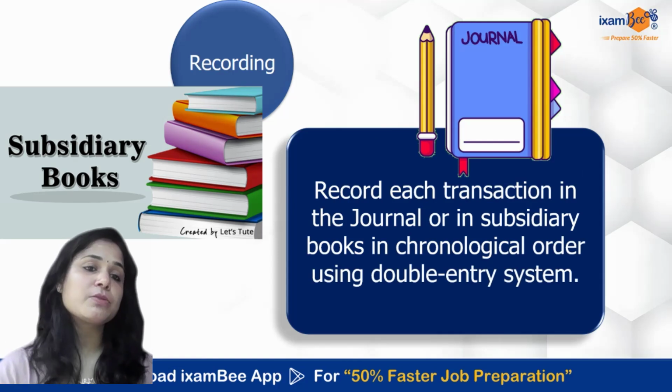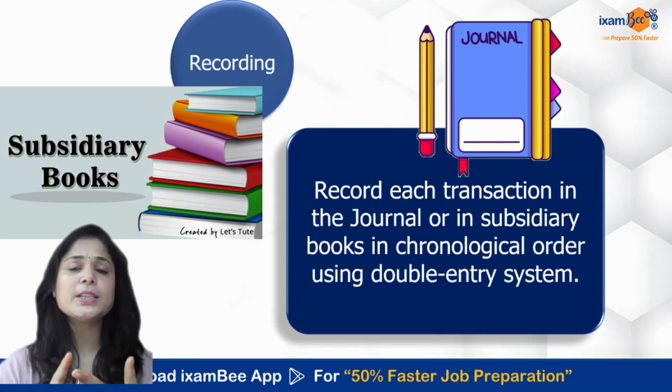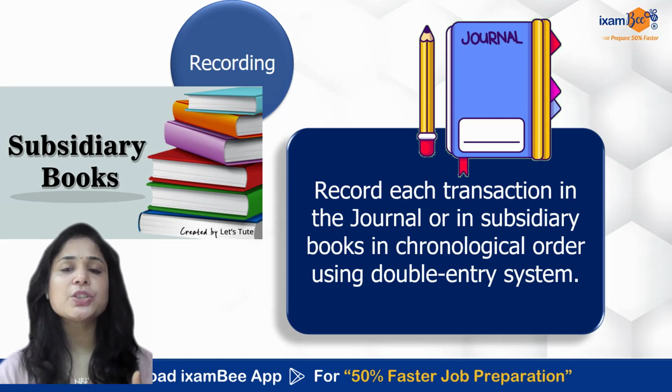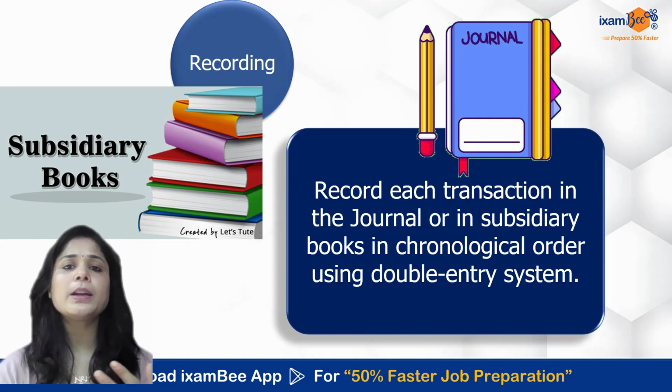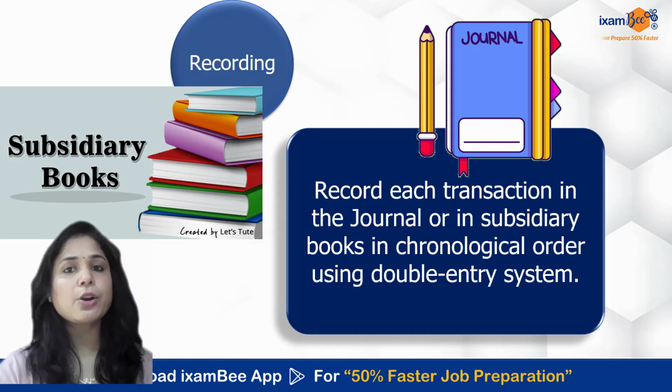There are 8 subsidiary books: the purchase book, sales book, purchase return, sales return, bills receivable, bills payable, journal proper, and cash book. These are the 8 subsidiary books where all the transactions are recorded.